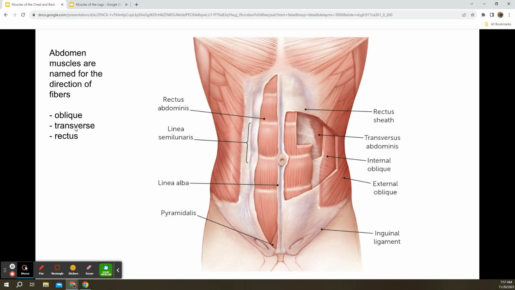Then your transverse abdominis. If we're looking at those muscle fibers, they are going from left to right, from one midline to the next. And your rectus abdominis muscles are all going straight up and down vertically.